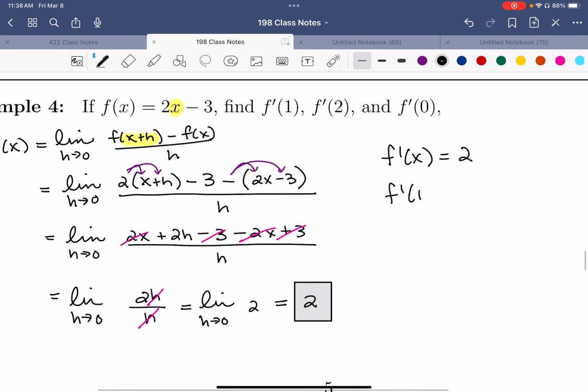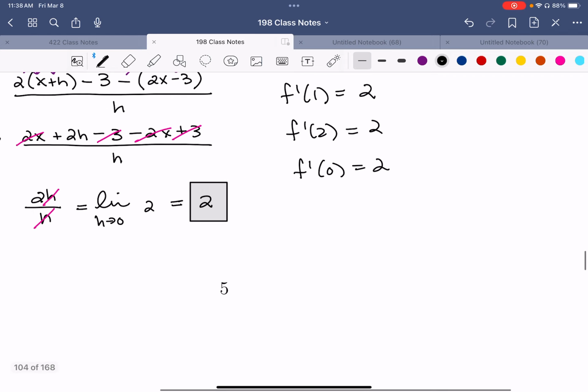If I plug in 1, well, there's nowhere for me to plug in a 1, so I still get 2. If I plug in 2, I get 2. And if I plug in 0, I get 2. It's always 2. Why is it always 2?